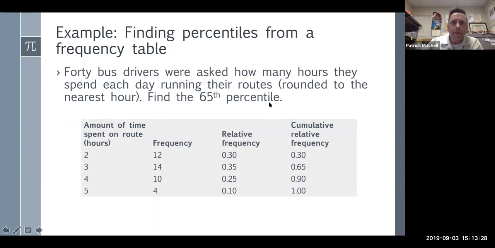All right. In some problems, the data is given as a frequency table. So here's an example of that. 40 bus drivers were asked how many hours they spend each day running their routes, rounded to the nearest hour. Find the 65th percentile. So it's roughly the same steps. There are actually a couple different ways to do this, but I wanted to show you the one that's always going to work.